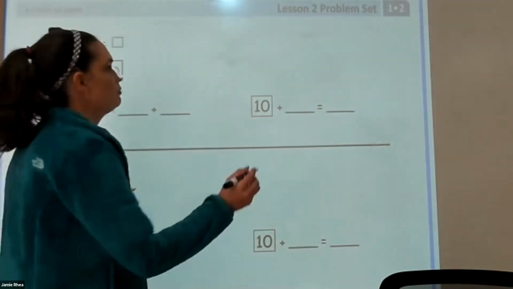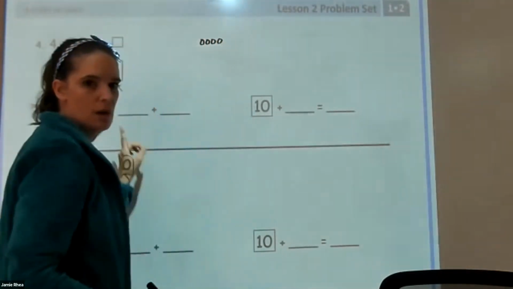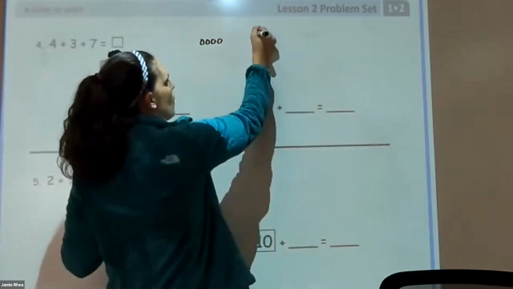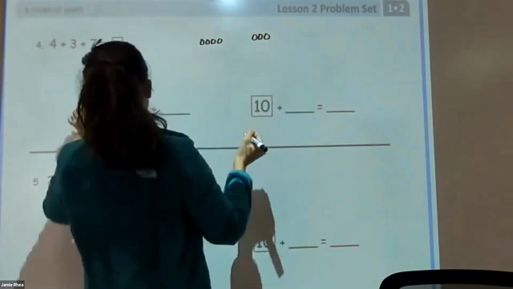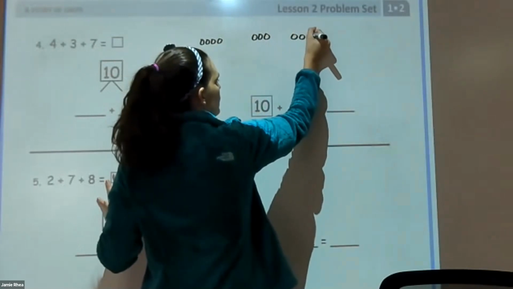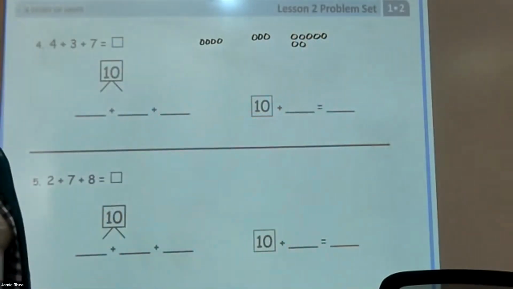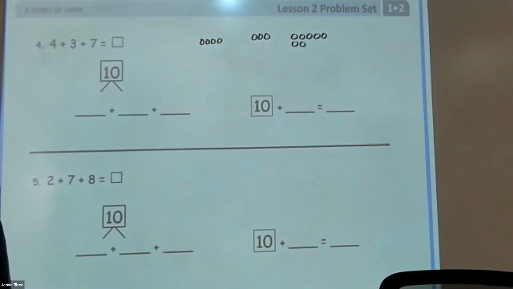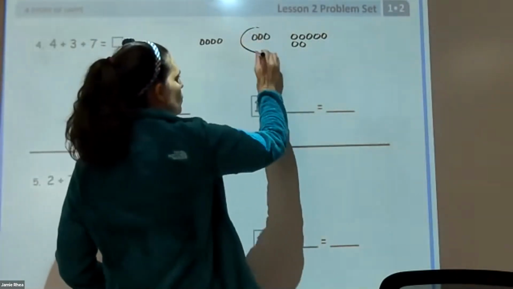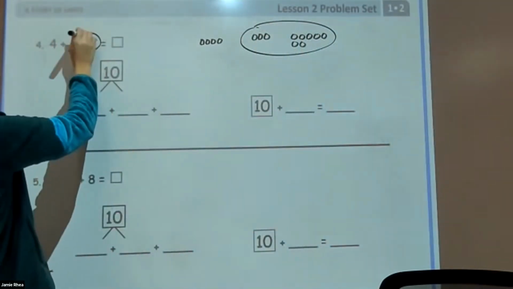I need to draw 1, 2, 3, 4. I need to draw 3. 1, 2, 3, and I need to draw 7. 1, 2, 3, 4, 5, 6, 7. Now, do I know which 2 numbers make 10? I do, because I know my 10s. 7 and 3 make 10. If you don't know, you can count and see. I'm going to come over here and circle my 7 and 3.